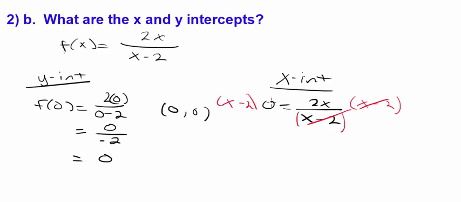Now on the left side, you have 0 times x minus 2, which simply is 0. And then divide, and you get x is equal to 0. So there is only one intercept, and it happens to be the origin. I love algebra.